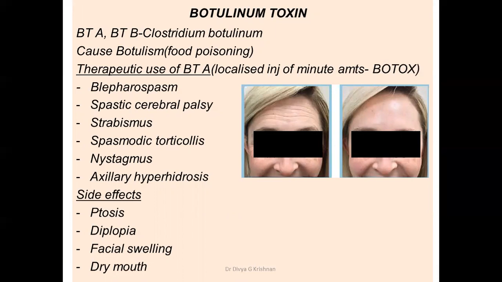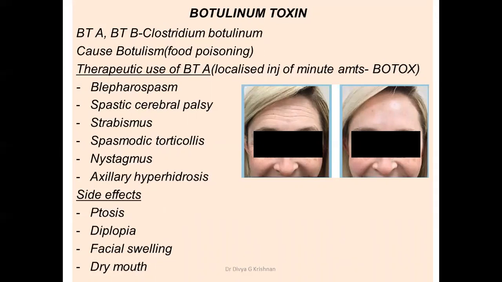But the one thing that has to be kept in mind is that it is given as very localized injections of very minute amounts. It is available under the brand name Botox, and that is used for the therapeutic purpose. So you have to be very careful that it should be a very localized injection and in very minute amounts. Now, for what conditions is it used? It is used mainly for disorders like blepharospasm, spastic cerebral palsy, strabismus, spasmodic torticollis, nystagmus, and axillary hyperhidrosis.